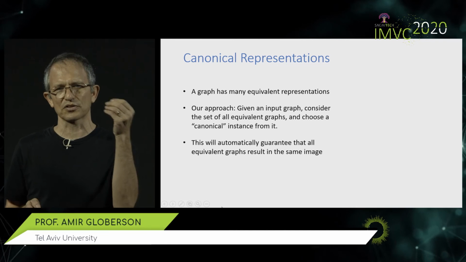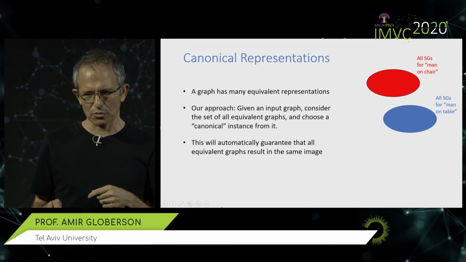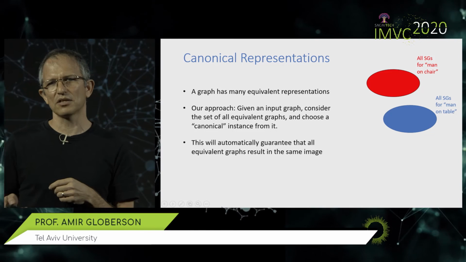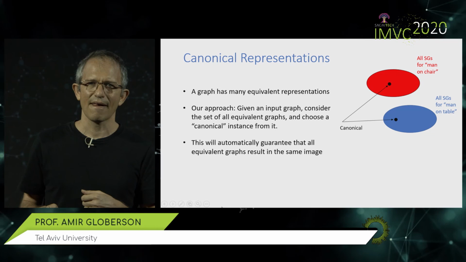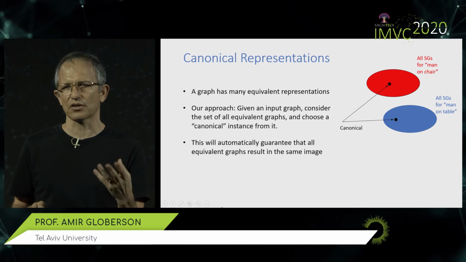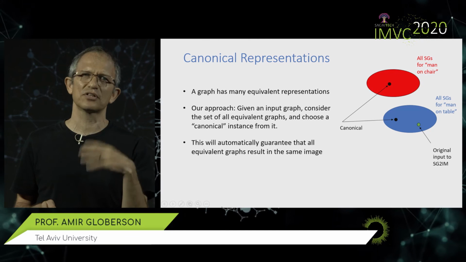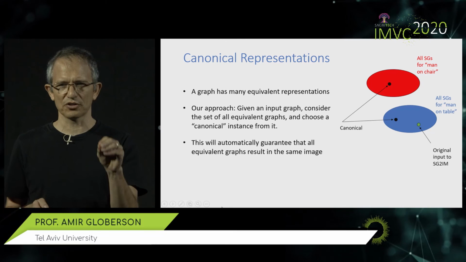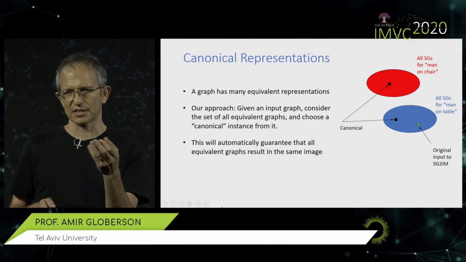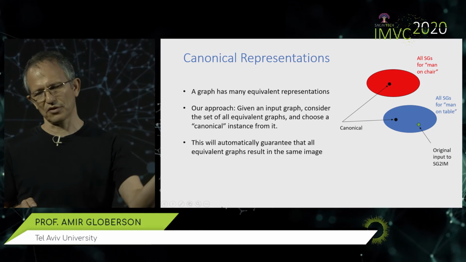Just to illustrate this again, let's say this red ellipse is all the scene graphs corresponding to man on chair. We had three of those. And the blue is all scene graphs for man on table, which is something else semantically. In each of these ellipses, we'll choose one particular scene graph that is the canonical one. Then if we have some input scene graph that might not be the canonical one, we understand which ellipse it is in, and we use the canonical scene graph. From this point on, we just work with the canonical form. By definition, every graph in the same equivalence class maps to the canonical form and therefore produces the same image. So that's basically the idea.